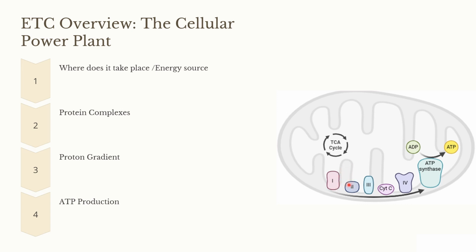As you see, these four complexes are the main constituent of this electron transport chain and they are present in this inner mitochondrial membrane. What is the energy source that drives this? The energy source is the electrons that come from molecules like NADH and FADH2. From where are the molecules NADH and FADH2 generated? They are generated from the TCA cycle. So the inner mitochondrial membrane is also known as the powerhouse of the cell.